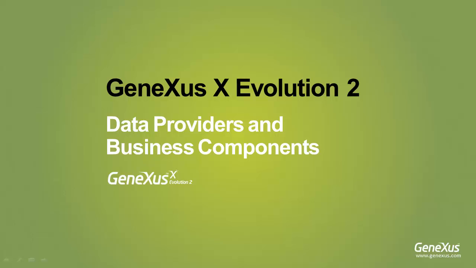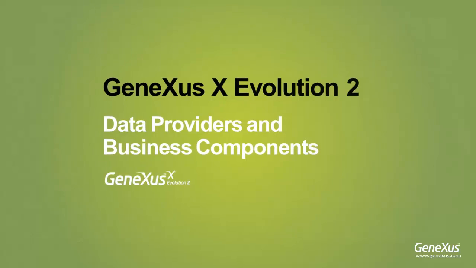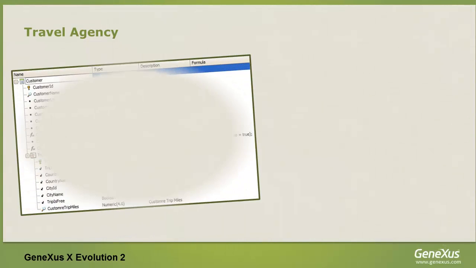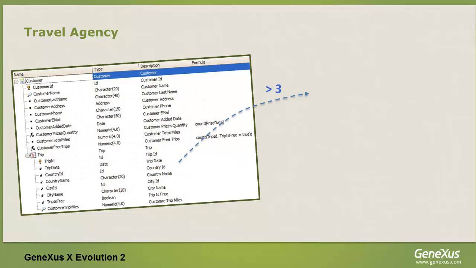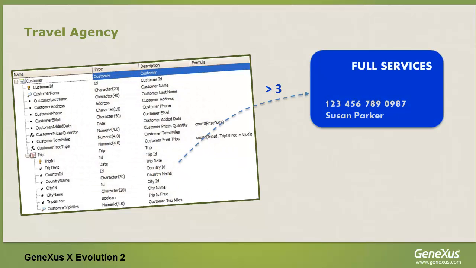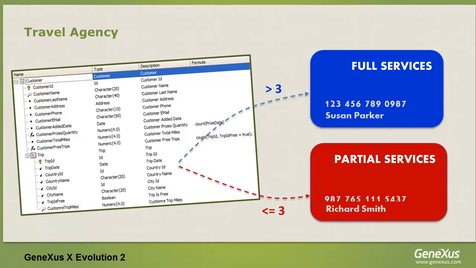Here we'll be introducing additional knowledge about the use of data providers. With that in mind, we propose a practical implementation in our application. Let's suppose that the travel agency awards each customer who has bought more than 3 tours with a special full services card that they can use to enjoy all services for free. Customers who bought 3 tours or less are entitled to a card of the partial services type.